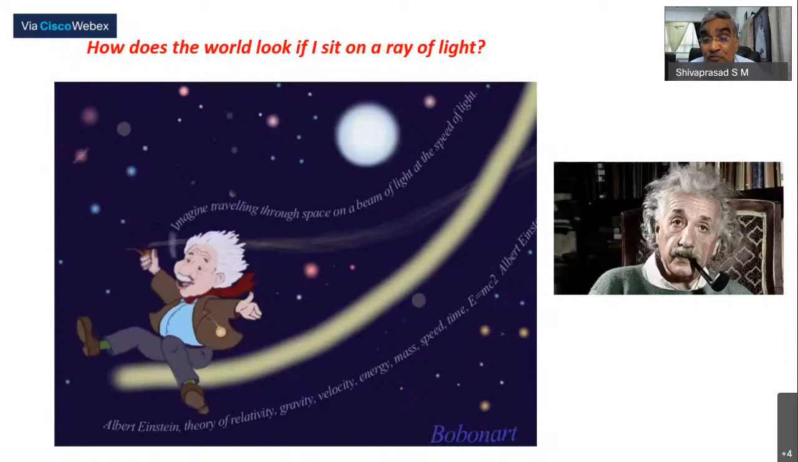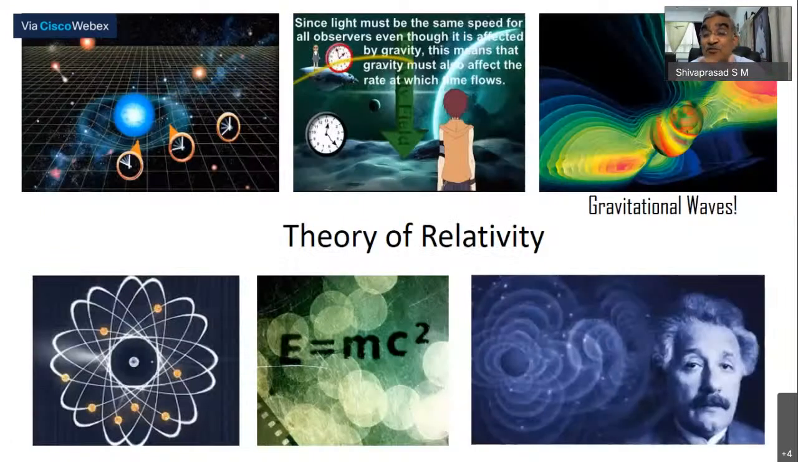Okay, but at this point of time, every experiment which has been done to disprove Einstein has turned out to be false, and Einstein has always been found to be correct. Now let's see. Because of this constant, you know, the theory of relativity was invented.